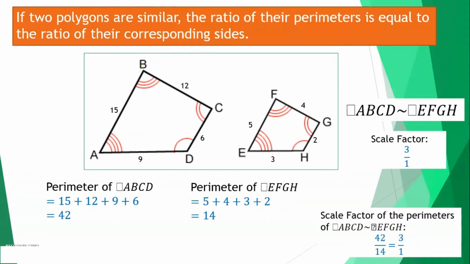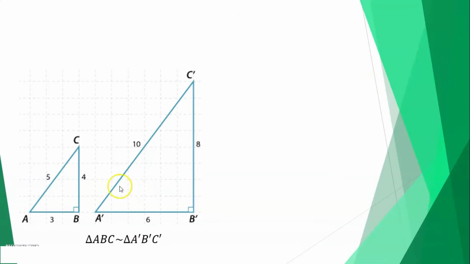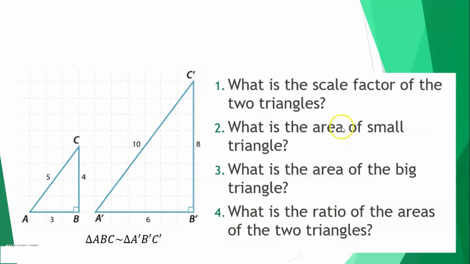With this, if two polygons are similar, the ratio of their perimeters is equal to the ratio of their corresponding sides. Another example. Given this, triangle ABC is similar to triangle A prime, B prime, C prime. Let's answer the following questions.